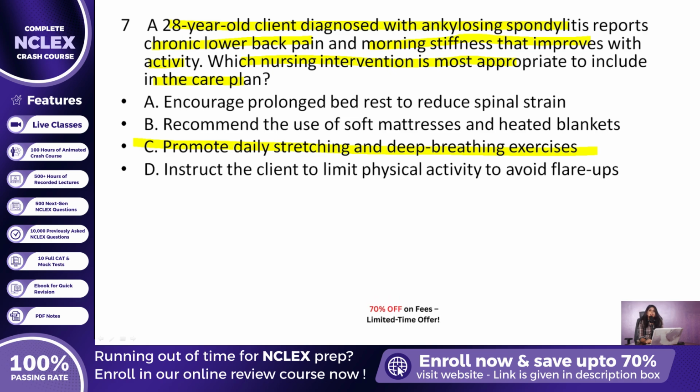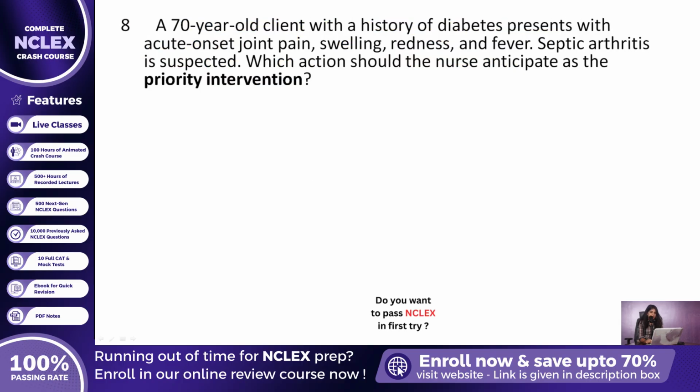Let's test your priority intervention response skills, now with a high-risk arthritis complication, septic arthritis. Question number 8. A 70-year-old client with a history of diabetes presents with acute onset joint pain, swelling, redness, and fever. Septic arthritis is suspected. Which action should the nurse anticipate as the priority intervention? Here are your option choices.